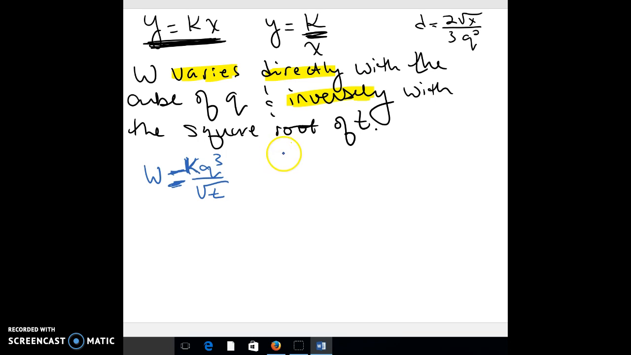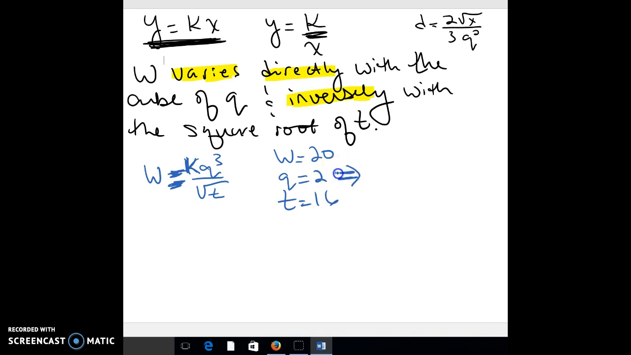All right, so then I can look at this, and what's going to happen is I'm going to be given something. So I might be given that W is 20 when Q is 2 and T is 16. So when I sub in Q and T, I know that I get an answer of 20 for W, but I still don't know what my constant of variation is. But I can solve for it.